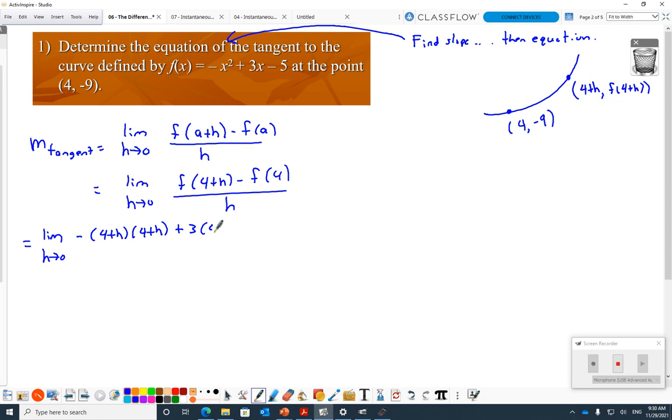And I'm going to pause there and let you stare at it for a second so you can see what I did. I didn't deal with the f at 4. All I dealt with was the f at 4 plus h. I went back to the original function, and anytime I saw x, I wrote 4 plus h. It was negative x squared, so I wrote negative 4 plus h times 4 plus h. Plus 3 times 4 plus h, so I wrote 3 times 4 plus h. Or sorry, it was 3 times x minus 5. So I've just taken care of that f at 4 plus h. Then minus f at 4.